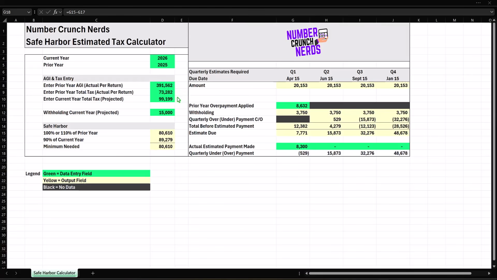And so if that's the case, it's very unlikely that you're going to be using the 90% of current year safe harbor. It's generally only if your current year total tax projection is going down relative to the prior year that you would consider using the 90% method. So what if we have that situation? Let's go back to the personal tax planning template.